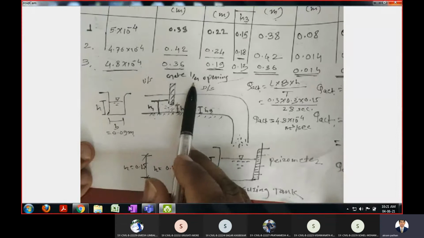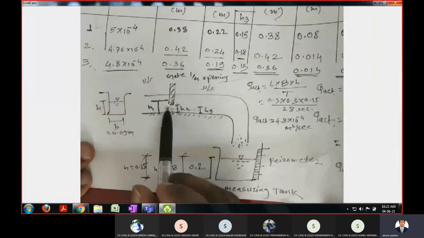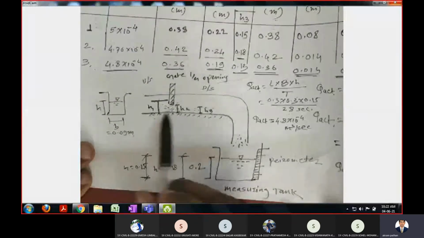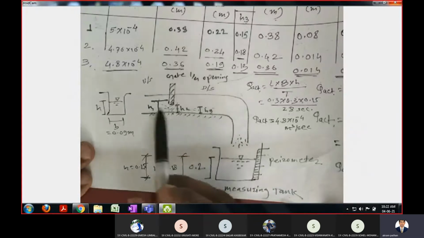We have to open the 1/4 gate. Once the 1/4 gate is open, the water will flow below the gate and it will come into the channel on the downstream side from the dam. So we have to take H1, H2 and H3.